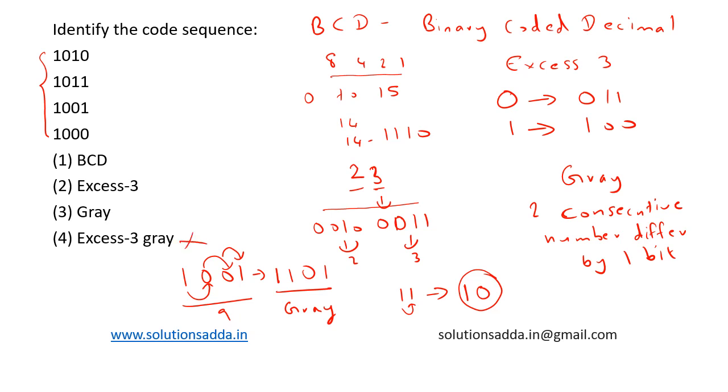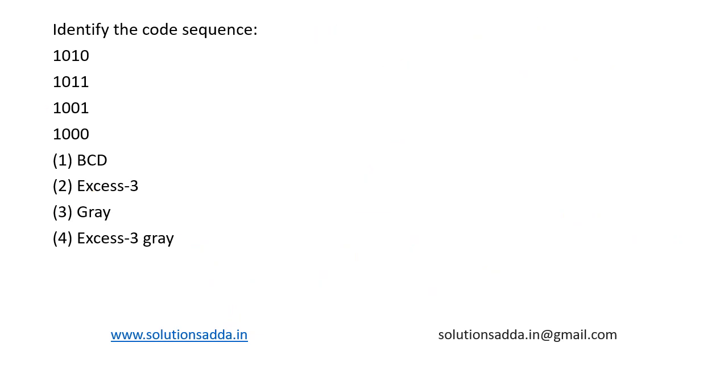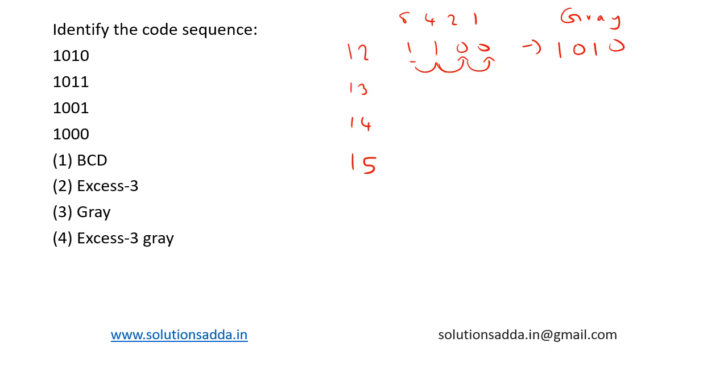Now, what is the solution? From these 3, we can say that gray is the correct answer, and we'll explain how. The sequence given is actually the gray code representation of 12, 13, 14, and 15. So how can we represent 12 in binary format? 12 is 1100. The gray code representation is: we keep the MSB as such, then 1 XOR 1 is 0, then 1 XOR 0 is 1, 0 XOR 0 is 0. So we are getting this number.